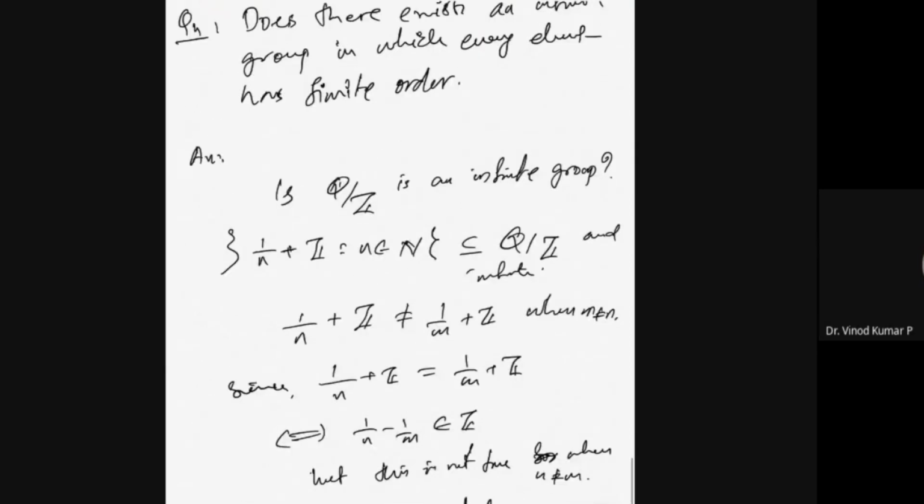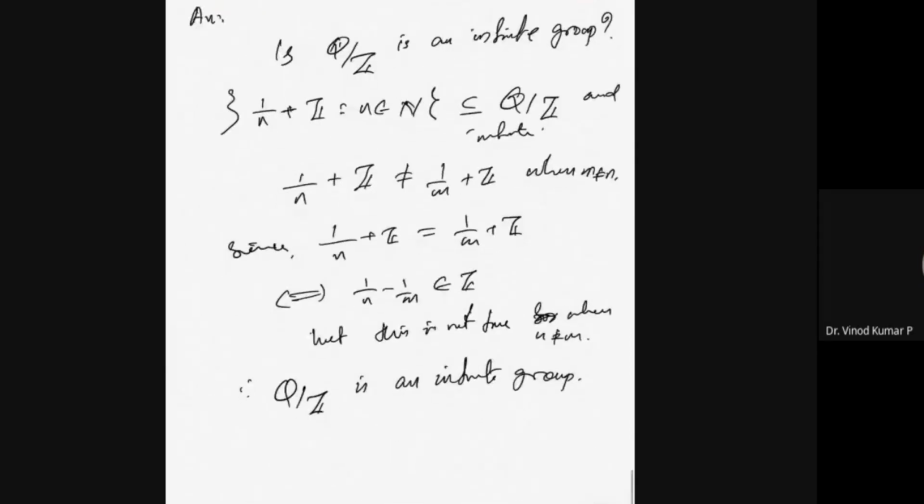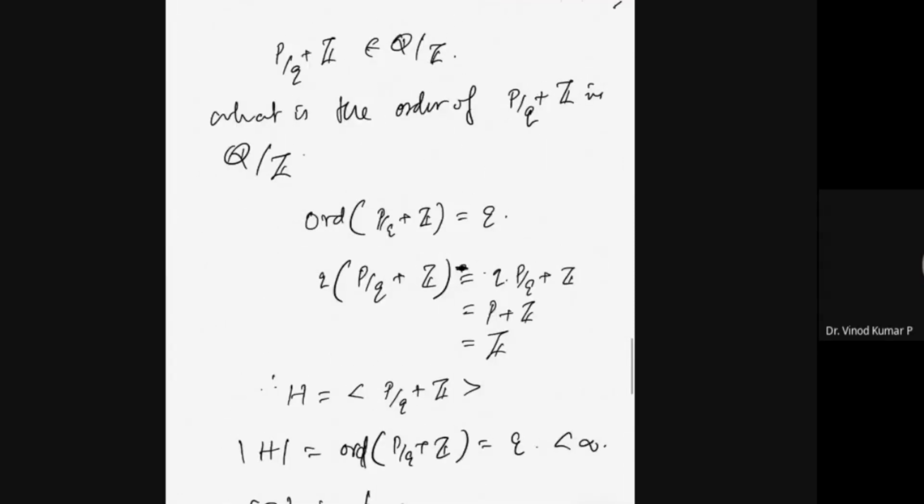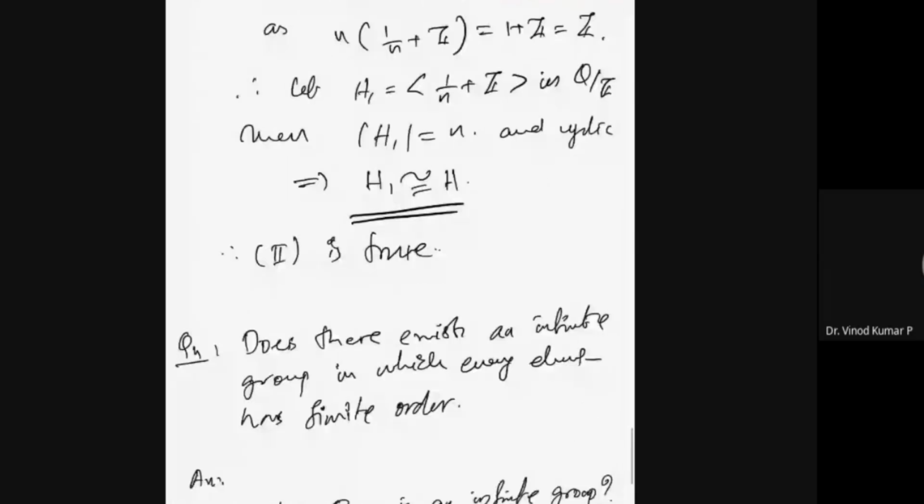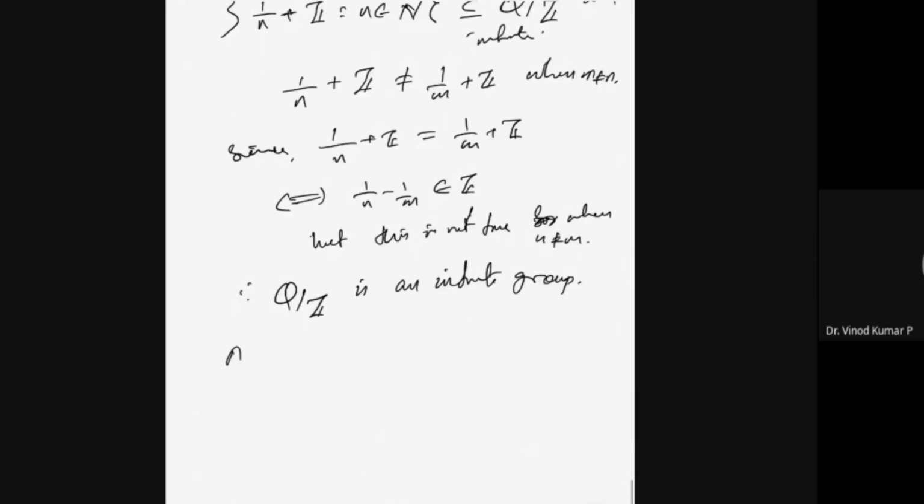Okay. Now we have already shown that an element of Q/Z is of the form p/q + Z, and its order is q. So every element has finite order, right? We already saw that the order of p/q + Z is q, which is finite. So Q/Z is an infinite group in which every element has finite order.